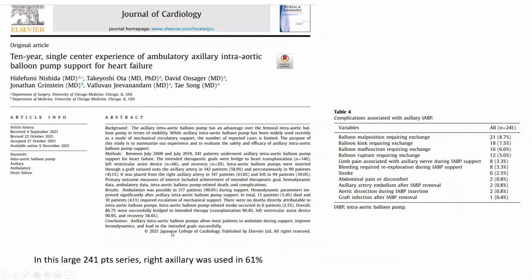This is another series, a large series, 241 patients, in which right axillary access was used in 61%, left axillary in 39%. This was partly a surgical insertion series. And close to 30% of patients still needed balloon exchange because of migration or kinks or fracture.